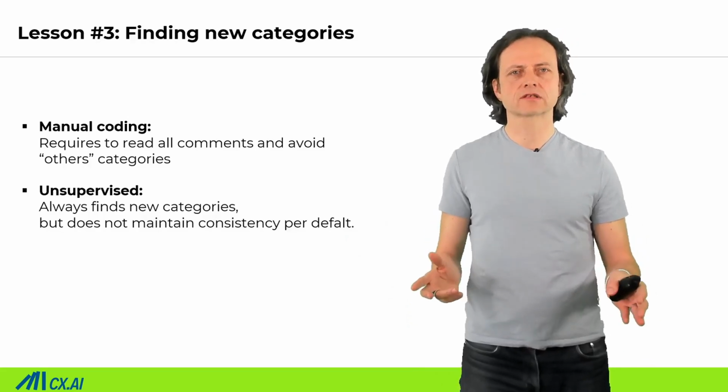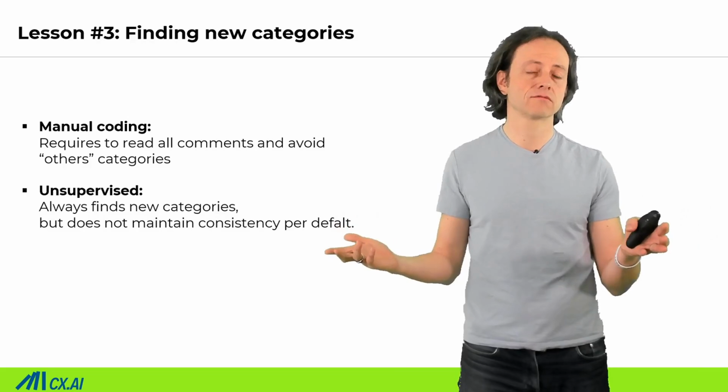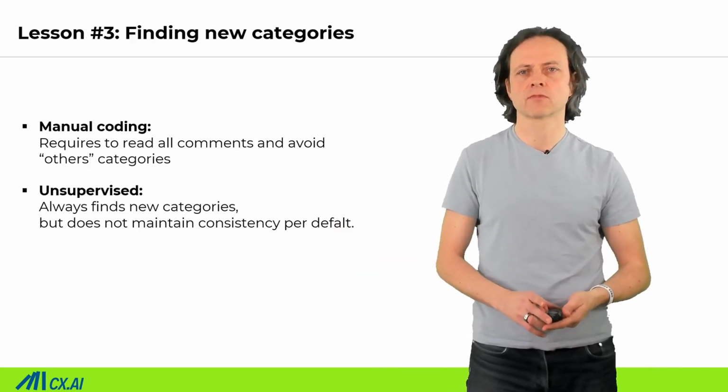For unsupervised learning, actually unsupervised learning always finds new categories, but on the other hand, it eventually changes the definitions of the old ones.